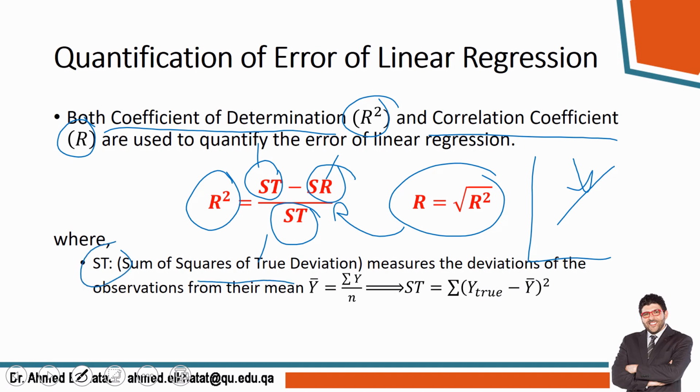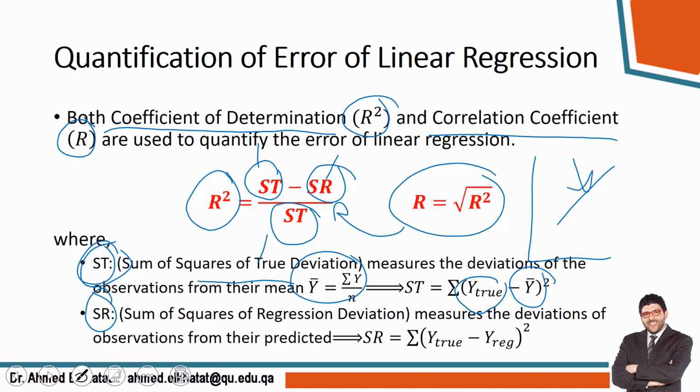It's the true variance. So first we have to find y true minus y average, squared. What's first, we have to find the mean of y. Then after that, find the variance of each one, find the summation of all, and it will give me the ST.